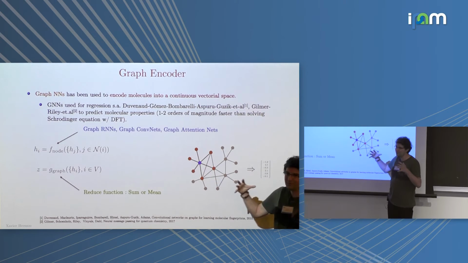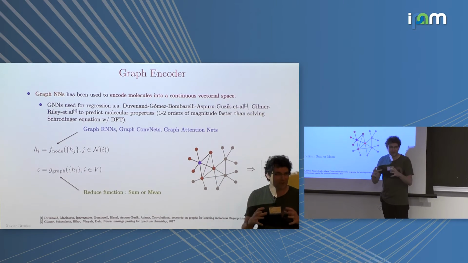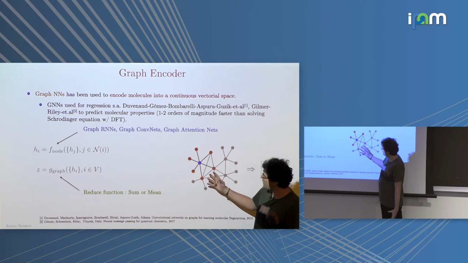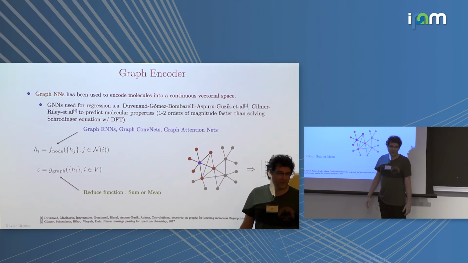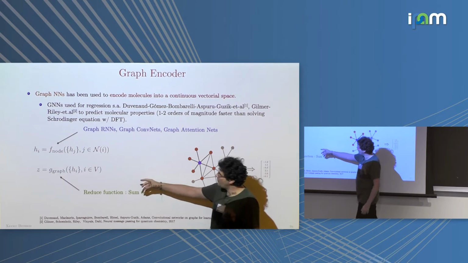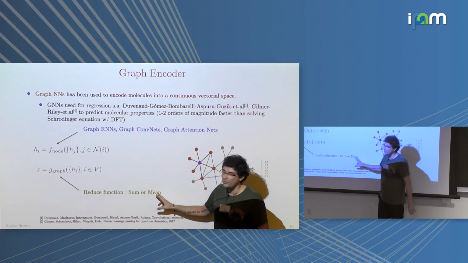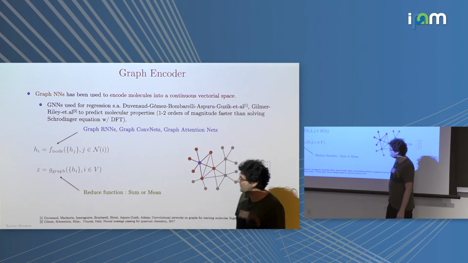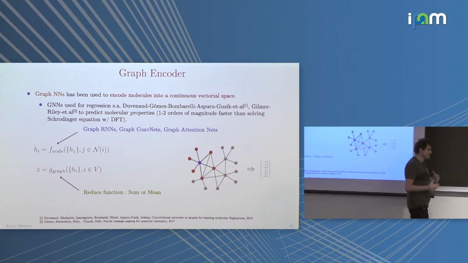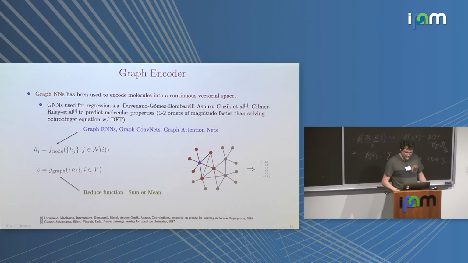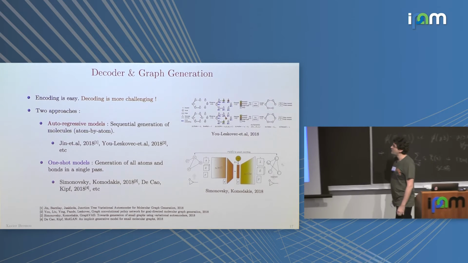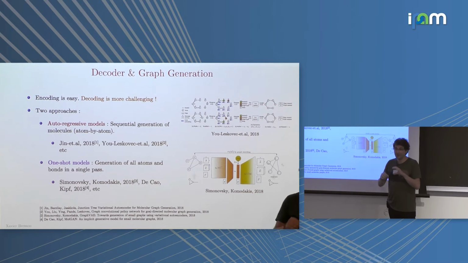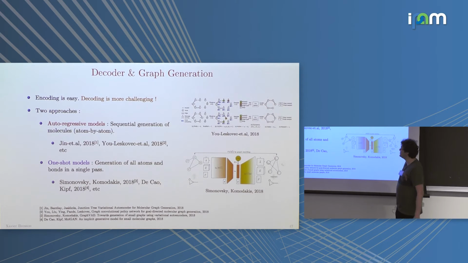Then I need some sort of aggregation, some reduction function. What I can do, of course, is the sum over all these features. Or I can also take the mean, or the weighted mean, or the max. Very simple operations that you can think about. So in some sense, doing graph encoding is easy. What is really challenging is to do the decoding. Going back from the vector to the graph is really challenging.